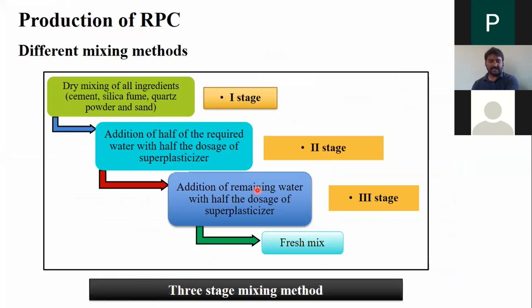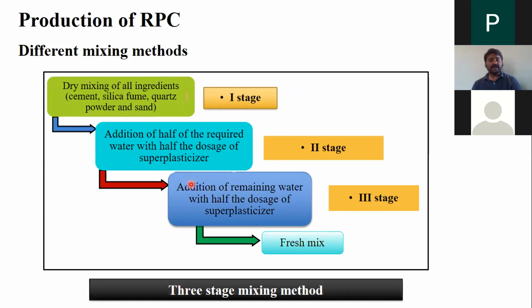This is a 3-stage mixing, and the next one is 4-stage mixing. The first thing is to dry mix all the ingredients such as cement, silica fume, quartz powder, and sand. In the first stage, we mix all the materials. Then in the second stage, we add half of the required water and half of the dosage of superplasticizer, and we mix them once again. In the third step, add the remaining water and the remaining half of the superplasticizer dosage, that we call the third stage, and finally we get the fresh mix.